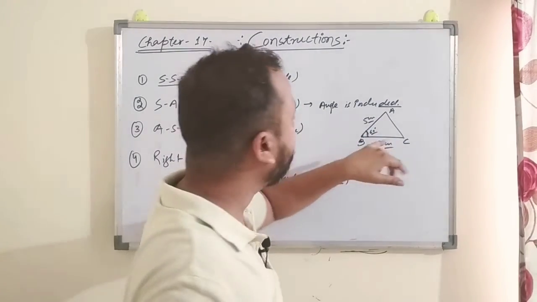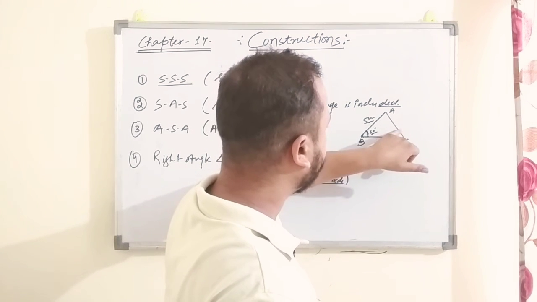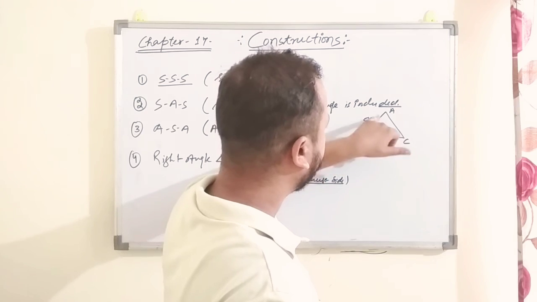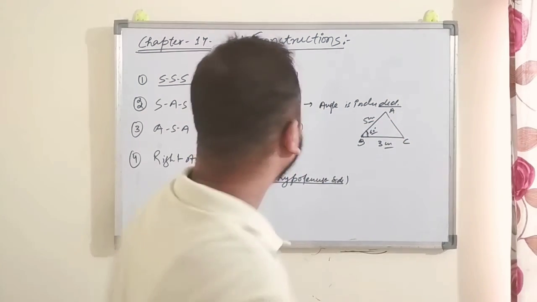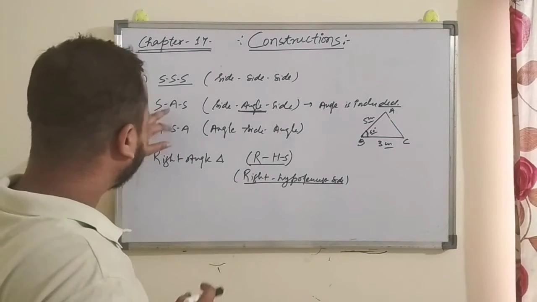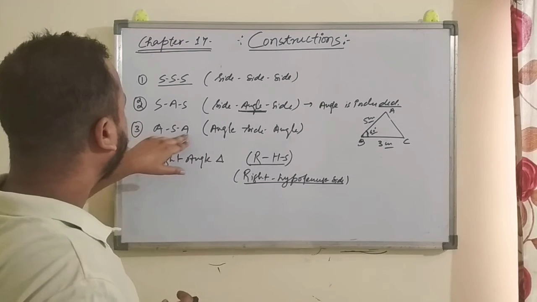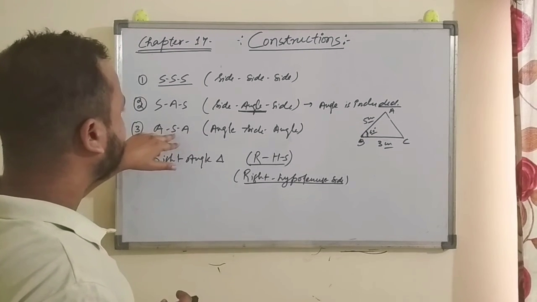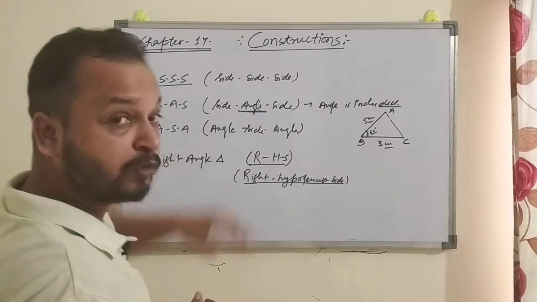This can vary either way. Suppose the lengths of this and this side are given, so the angle must be included. If anything is written in this type here, then the angle is included, and here two angles are given and one side is given, so it means the side is included.